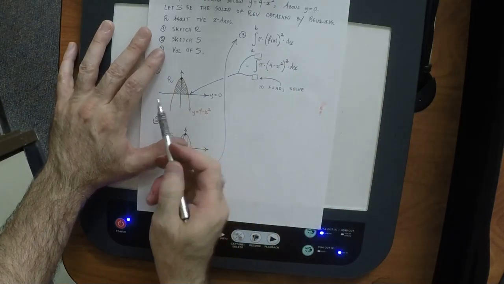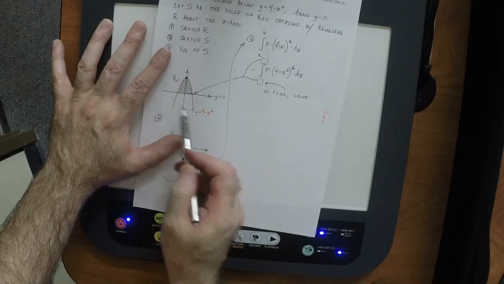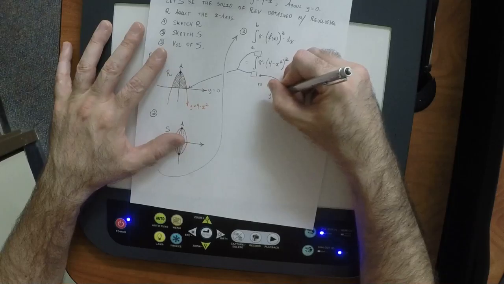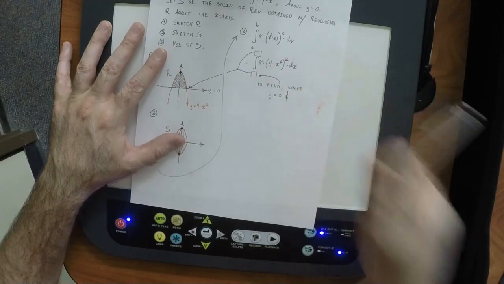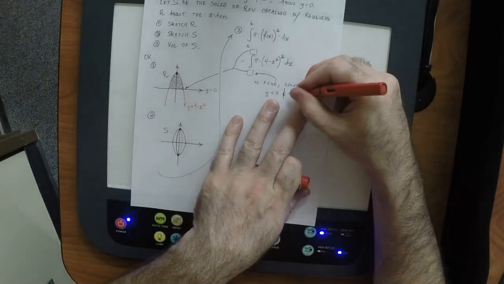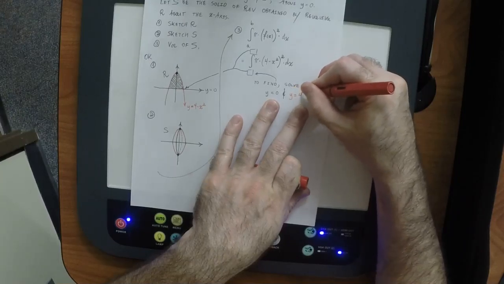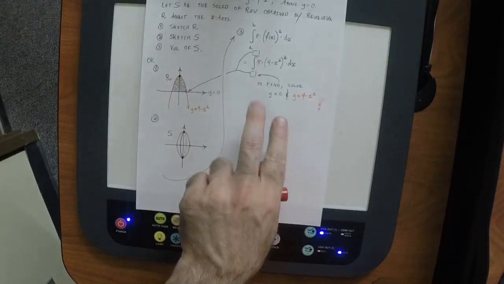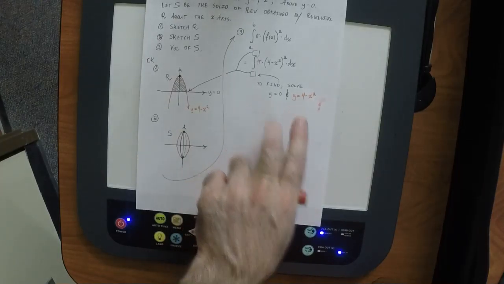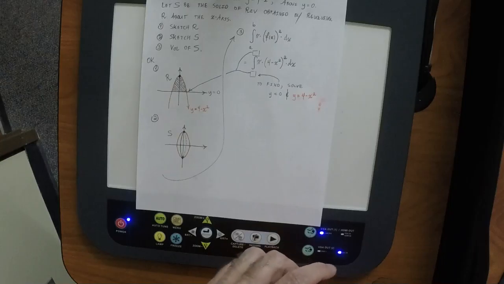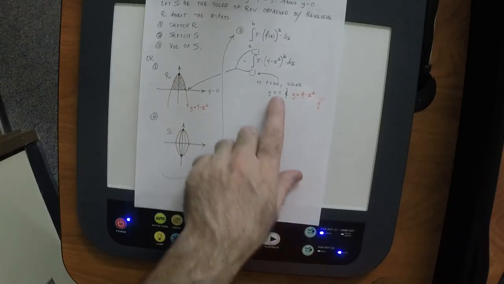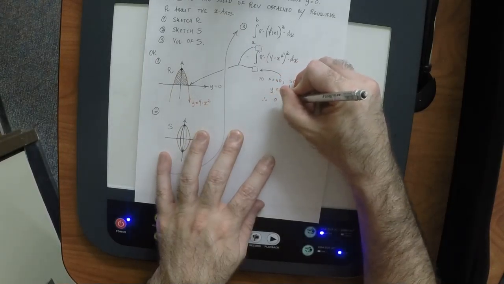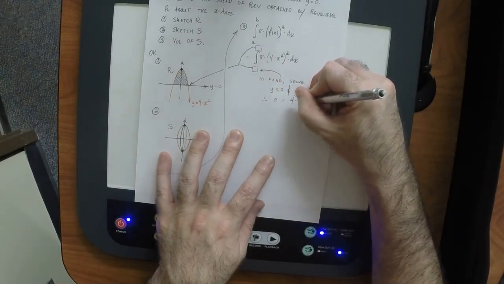Well, there's two things going on. There's the red and there's the graphite. We need to solve y equals 0 and y equals 4 minus x squared, which is to say we need to set these two y's equal to each other. So 0 is 4 minus x squared.